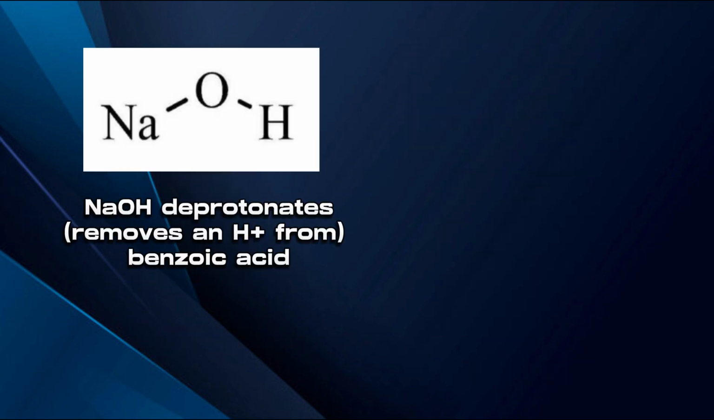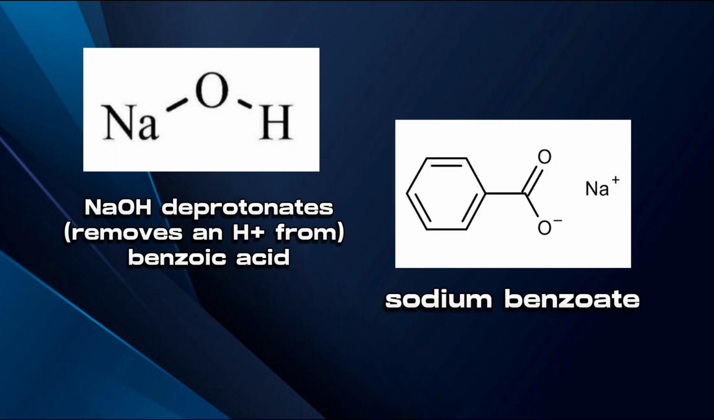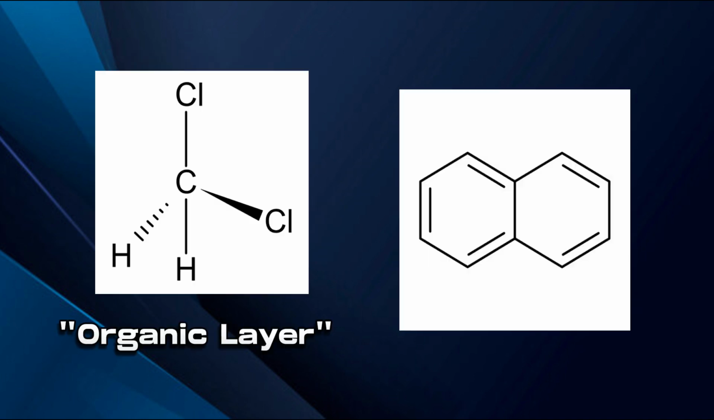Next, we add our NaOH, which, opposite of HCl, will deprotonate one of our solutes. The solute in question is benzoic acid, which will become sodium benzoate, and is extracted to the second aqueous layer, the base wash. The base wash and the acid wash should not be mixed and will stay in separate containers. Finally, now we just have the organic layer, which only contains naphthalene and dichloromethane. But we aren't done here.